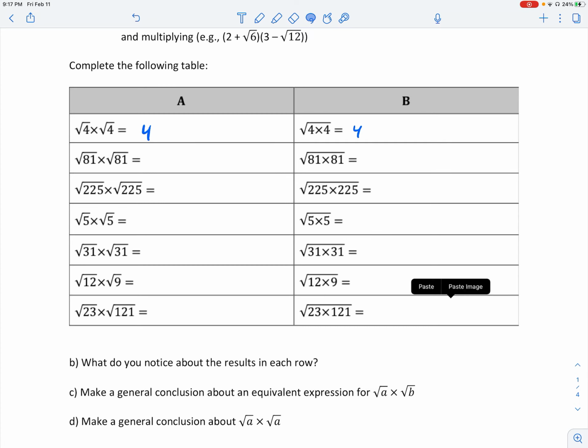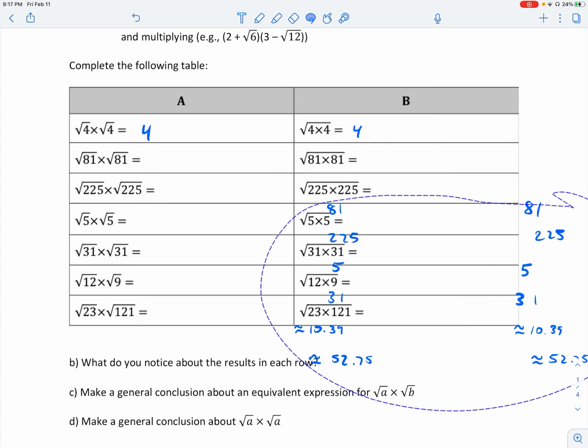Okay, welcome back. Let's check our answers. I've already done these ahead of time. You probably would have noticed the last two answers are non-terminating decimals, so I've just rounded them to 2 decimals. However, we can clearly see looking at this column that the results in each row are the same, right? 4 and 4, 5, 5, 31, 31. They're all the same. So we can just say they're equivalent.